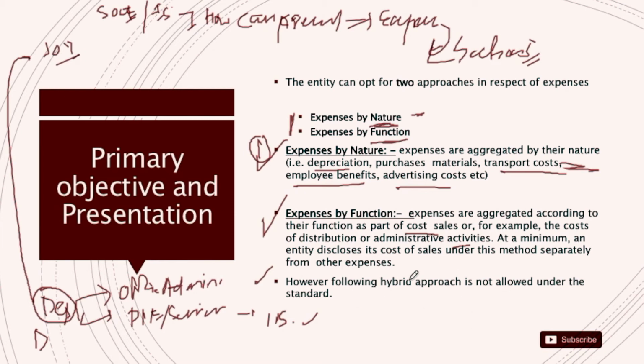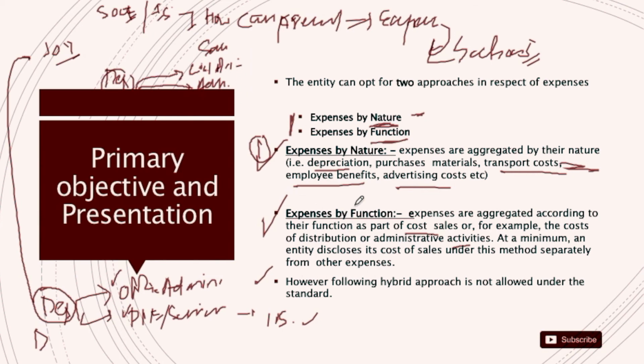But when we are following the function approach, we need to specify the function to which these expenses belong. So we need to go to sales and club all those expenses which are related to cost of sales. Then we need to add all those expenses related to administrative expenses. In this case, some part of the depreciation expense can form part of the cost of sales, and some part can form part of the administrative expenses. In this case, one expense can be allocated among two different functions.